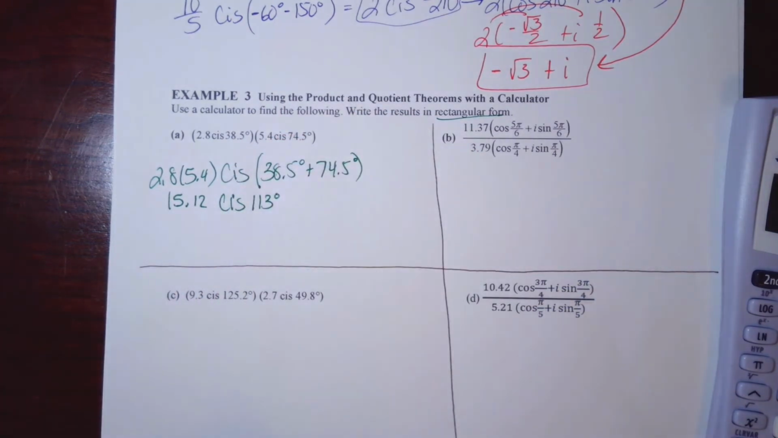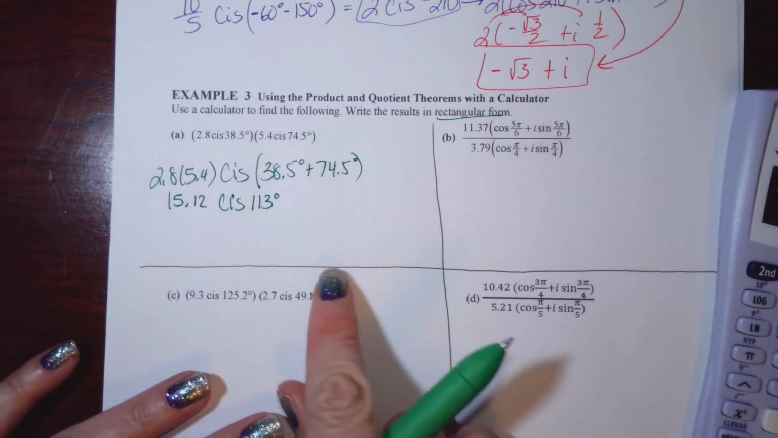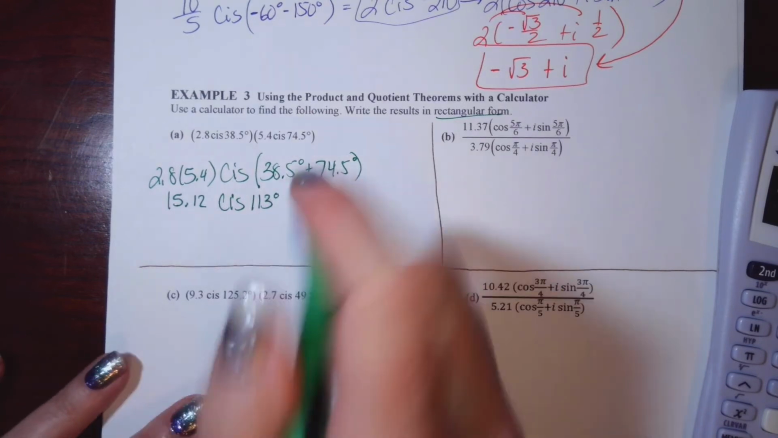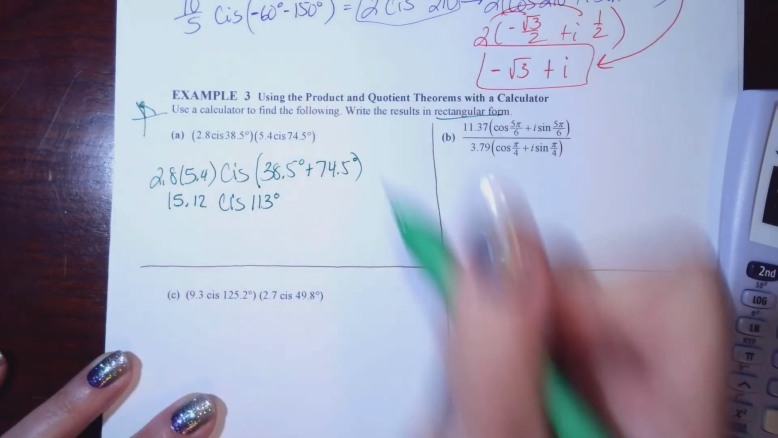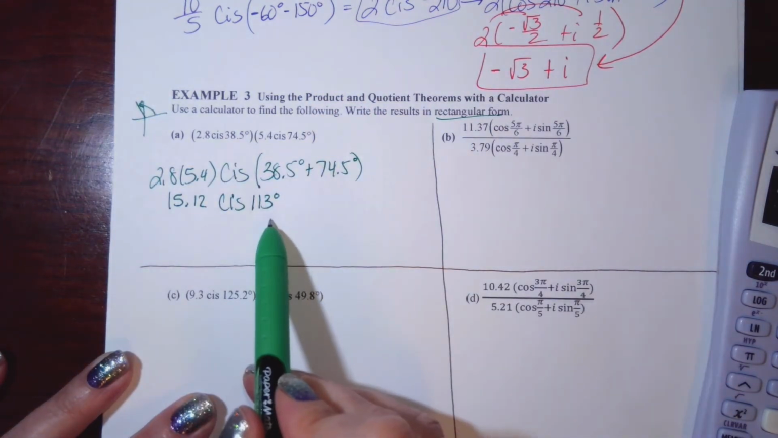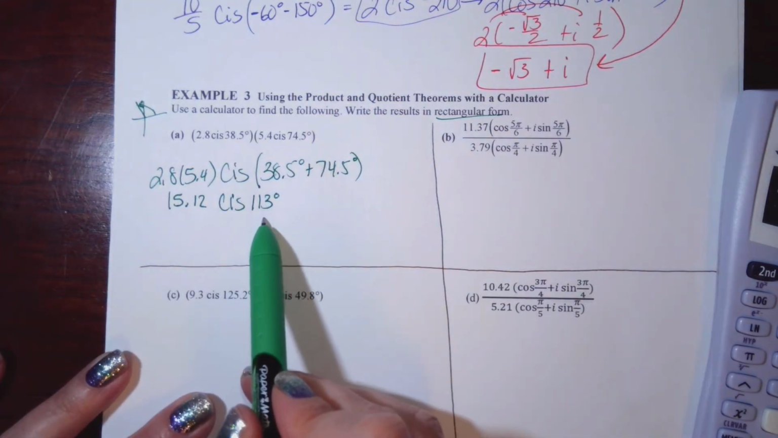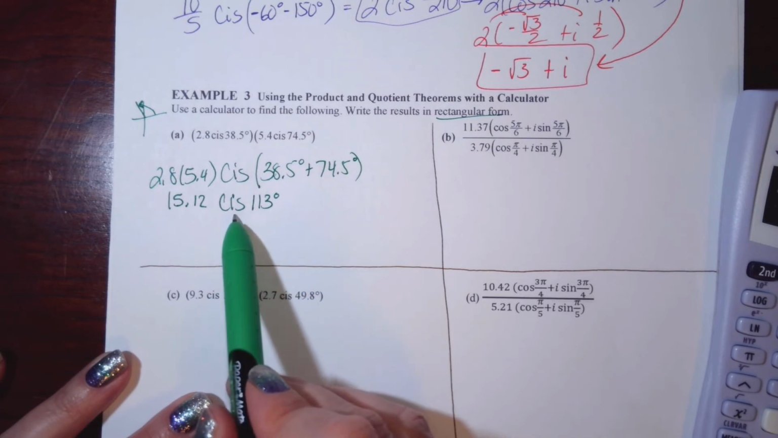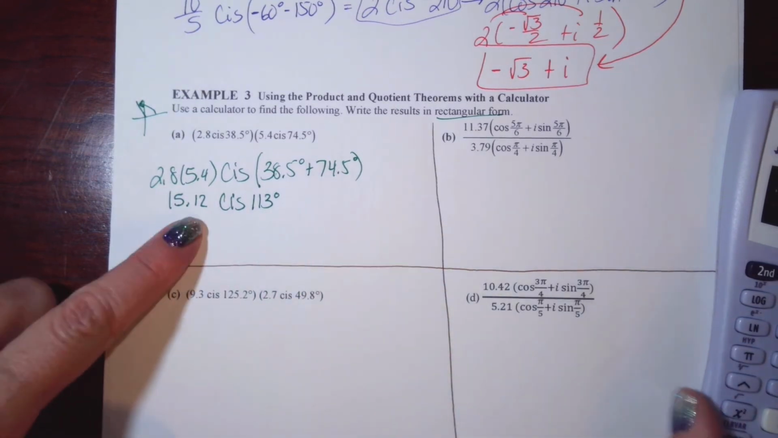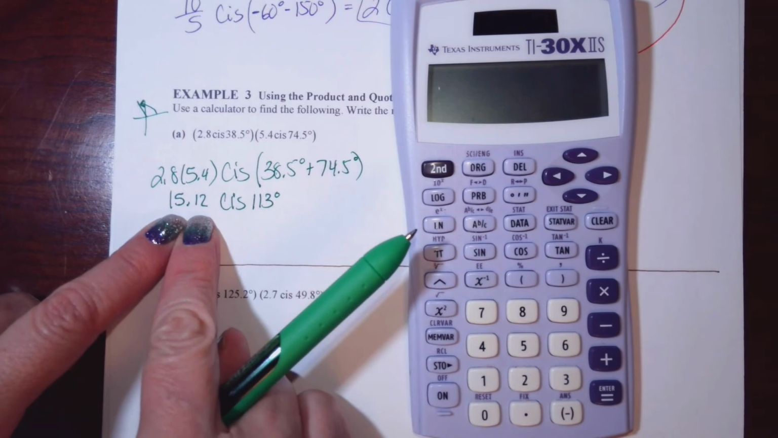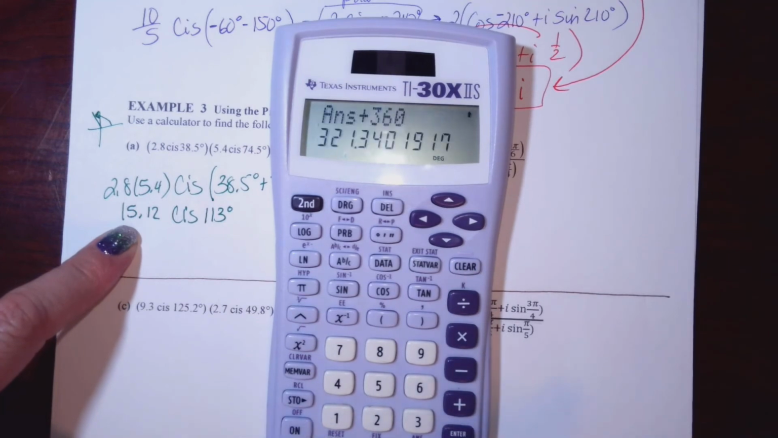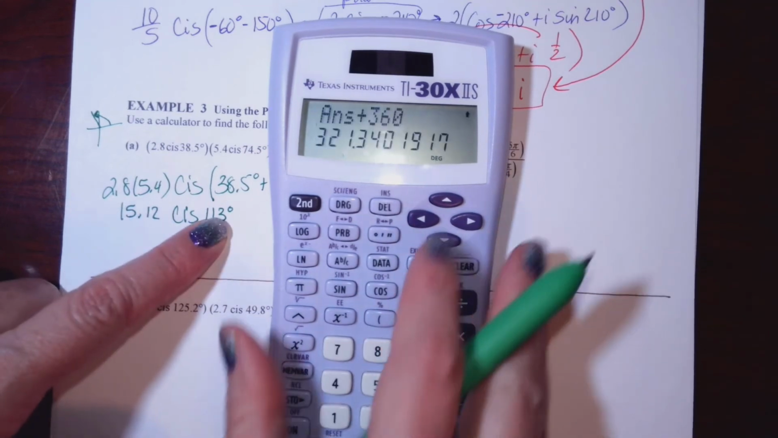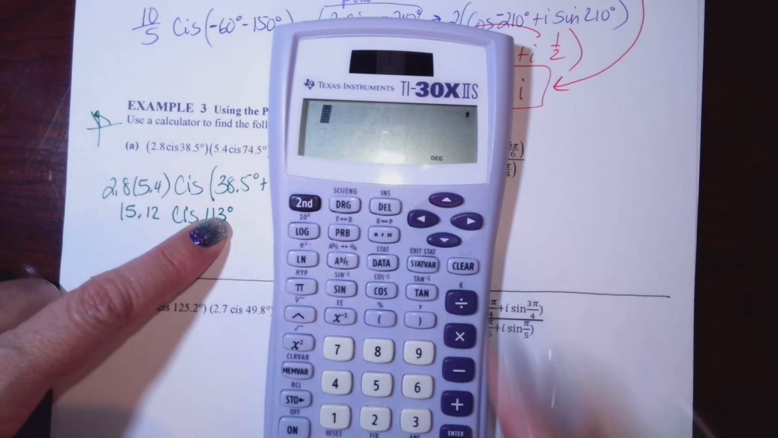Like I said, this is not a special angle, but I can tell that it's going to be in quadrant 2, right? 113 degrees is past 90, so I'm in quadrant 2, so I expect that my cosine value, that first number, is going to be negative and the second number is going to be positive. So I need to distribute this 15 and 12/100ths into my CIS of 113, cosine and then sine. I'm in degrees, so I need to make sure, yep, I'm in degree mode.